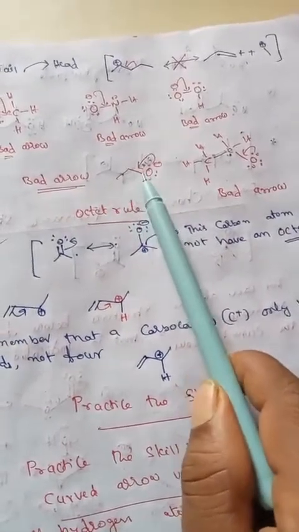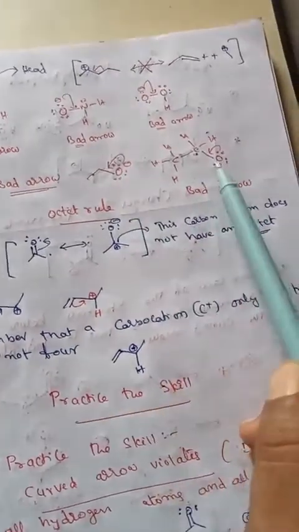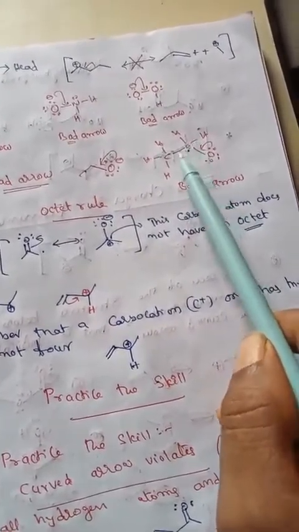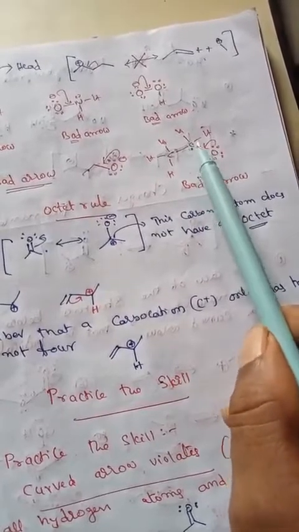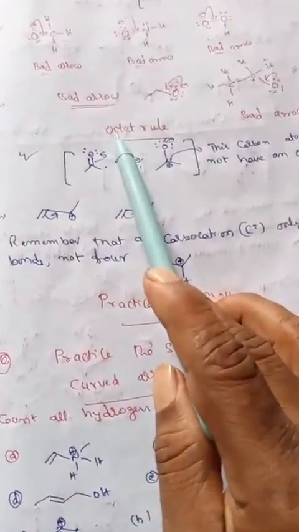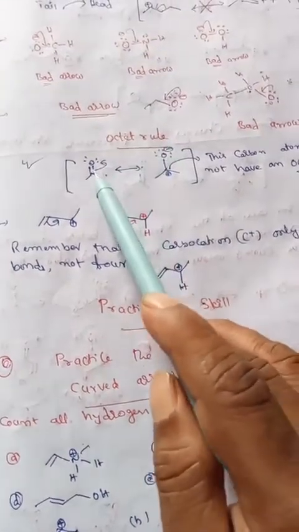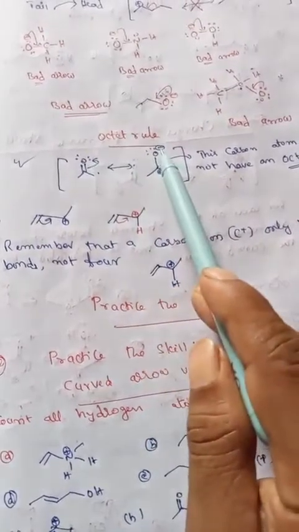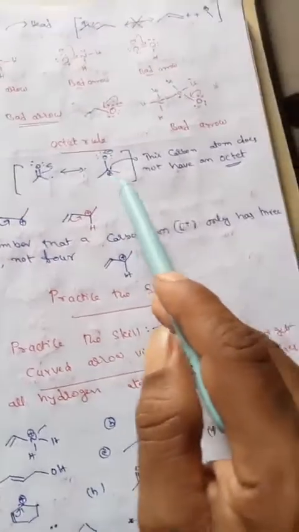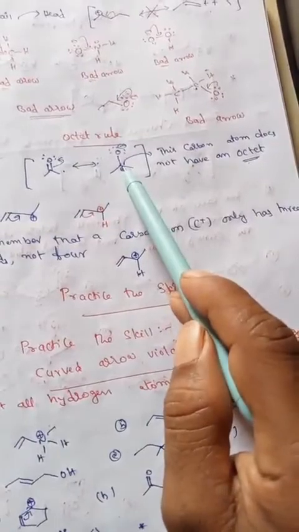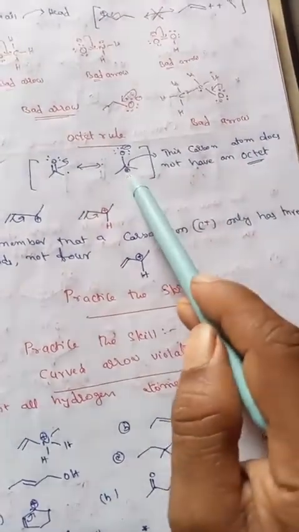So how to represent it? For example, a bad arrow toward the sigma bond is also a wrong representation. And you can see ethoxide, CH3 and CH2 and CO, because this carbon is already satisfied as tetravalent, so this is also a bad representation. So it is very important to follow the octet rule. What is meant by the octet rule? It means there should be 8 electrons surrounding the atom. Once the pi electrons shift like this, oxygen gets the negative charge and carbon gets the positive charge, so this carbon atom does not have an octet. This central carbon does not have an octet, so it gets the positive charge.